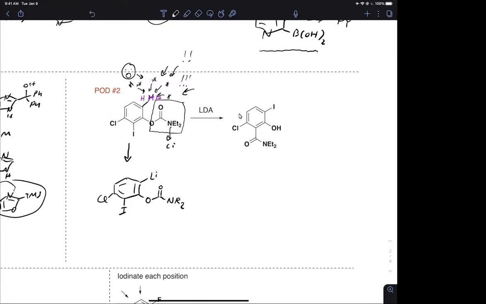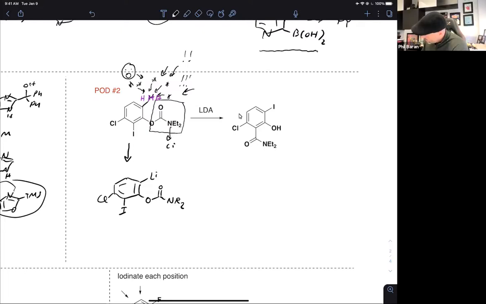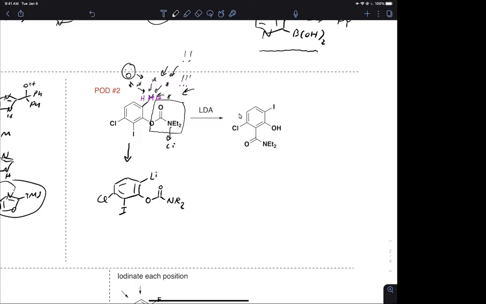Yeah. Hmm. Maybe the lithium iodide exchange product is more stable thermodynamically.